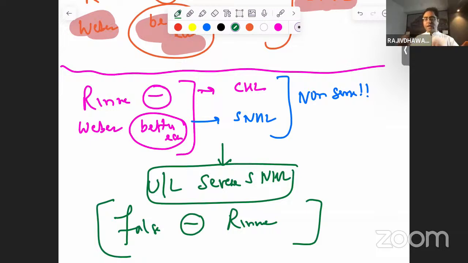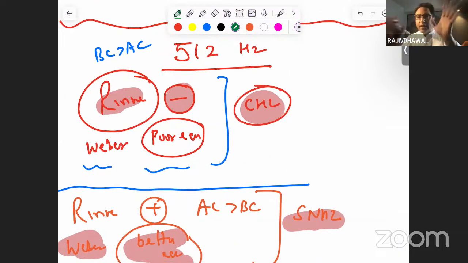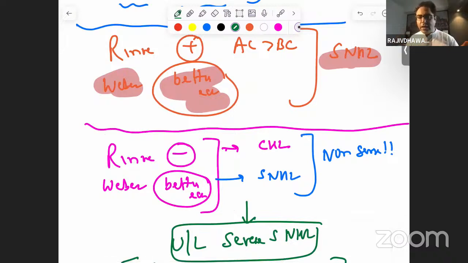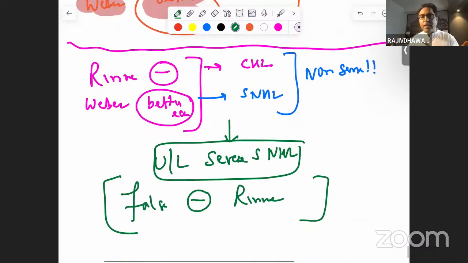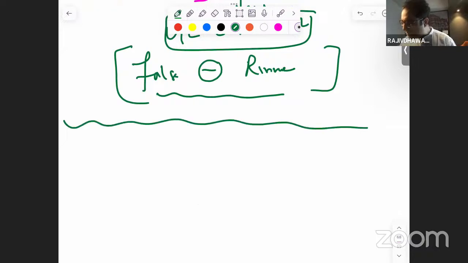Once again, beta, Rinne negative, Weber poorer ear: conductive. Rinne positive, Weber better ear: SNHL. Rinne negative and Weber better ear? Nonsense, beta. Rinne negative means conductive, Weber better ear means SNHL. It's a case of false negative Rinne, and I will mark the answer unilateral severe SNHL, beta. Unilateral severe SNHL. Okay, fine.